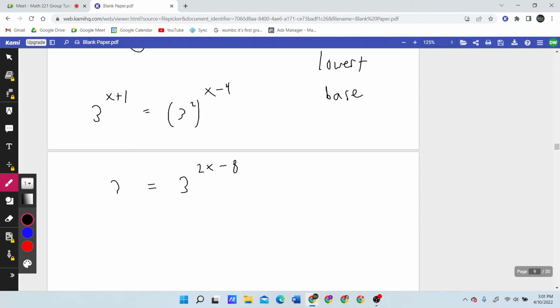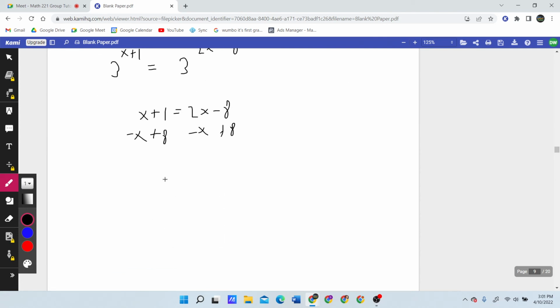On the left side, I still have 3 to the x plus 1 power, and now I have the same base. I can solve for x pretty easily. X plus 1 equals 2x minus 8. Same thing as before, subtract x from both sides, add 8 to both sides. We get 9 on the left equals just x on the right. There's my answer for that one. Any questions so far?